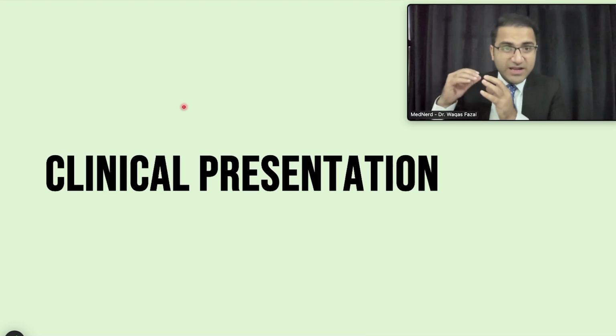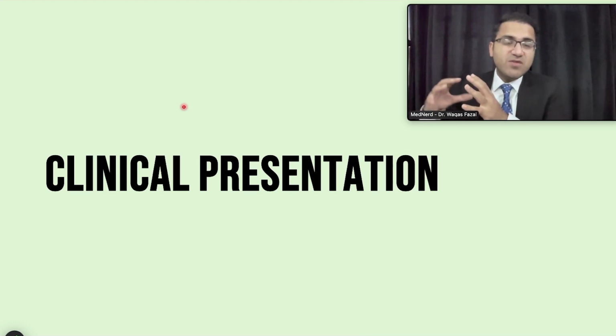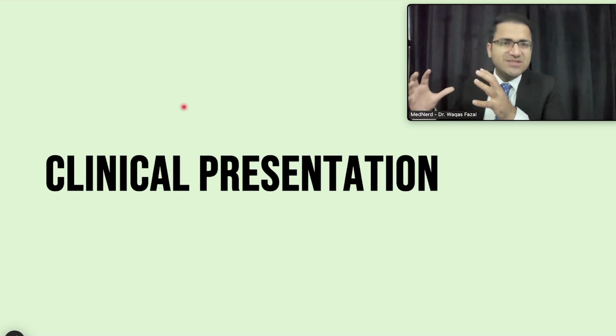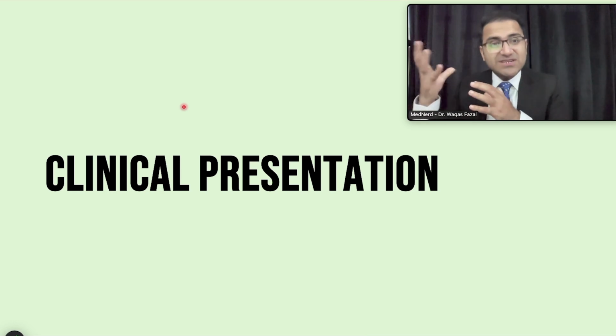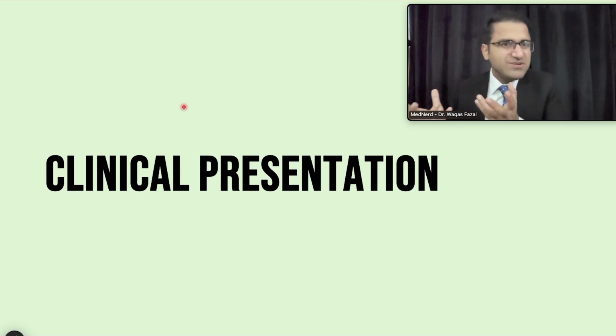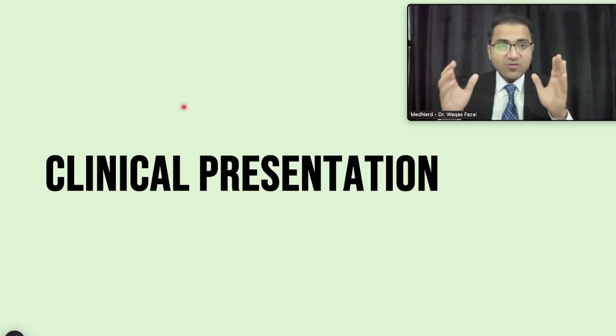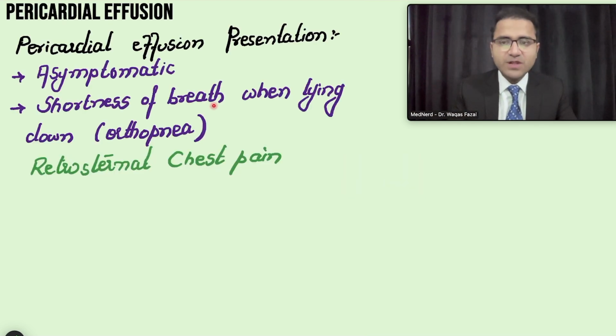But if the pericardial fluid slowly and gradually accumulates in the pericardial cavity over a period of time, then it allows the pericardial cavity to relax with time. And even if there are liters of fluid present in the pericardial cavity, sometimes the patients are asymptomatic because the pericardial cavity over the period of time has stretched so much that it has made space for this fluid. Therefore, this is a very important point for you. Patients can be asymptomatic. When they are having symptoms, there will be shortness of breath when lying, orthopnea, and retrosternal chest pain due to compression of the heart.